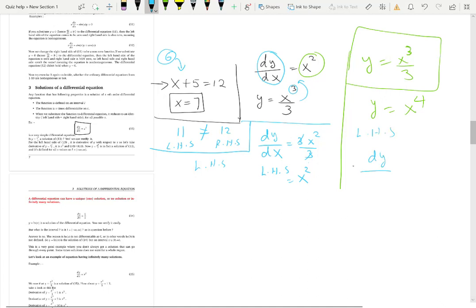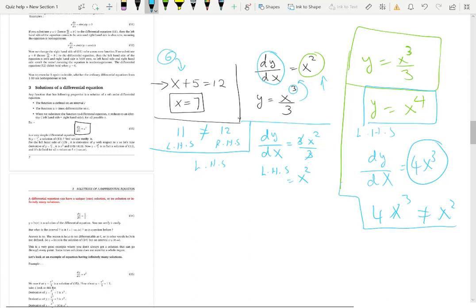Derivative of y with respect to x is, you take 4 out, so it's 4x cubed. Now do we have 4x cubed on the right hand side? No, right? 4x cubed is not equal to x squared. So x to the 4 didn't satisfy the differential equation, so it is not a solution to begin with. Alright, so that is how you verify whether a given function is a solution or not. You just substitute it back.